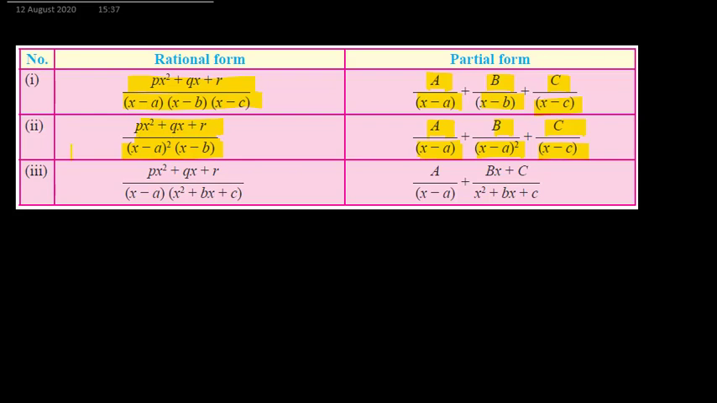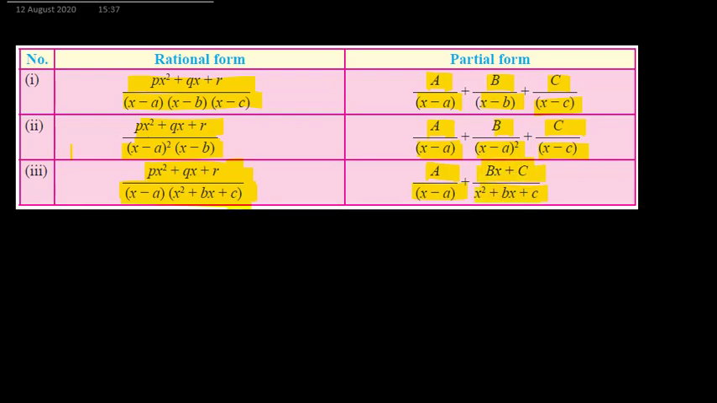Now, the third type is that we have one factor as linear and one factor as quadratic. Here I am talking about one factor as linear, one factor as quadratic. There could be more than one quadratic factor. So what we are doing, we are writing this as A upon x minus a. So for a linear factor, we are using only one constant in the numerator, that is A upon x minus a. You can take any other symbol in place of A.